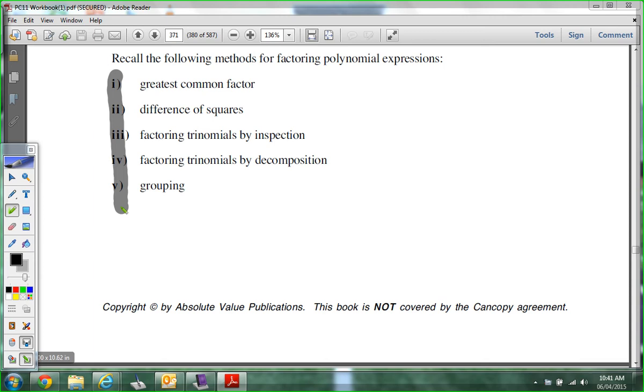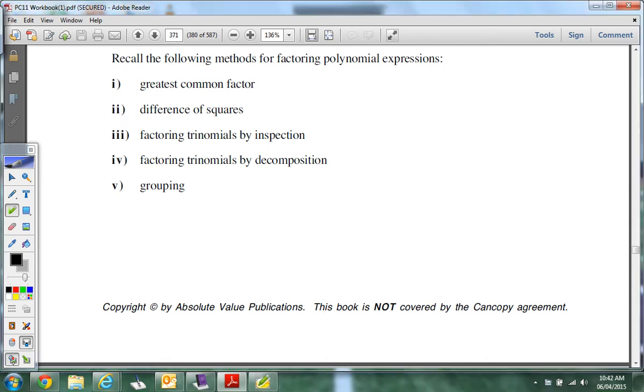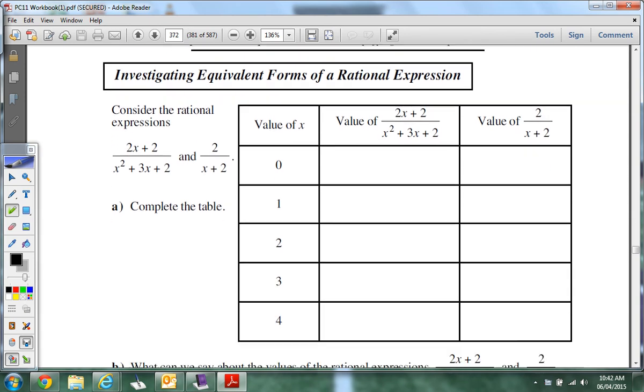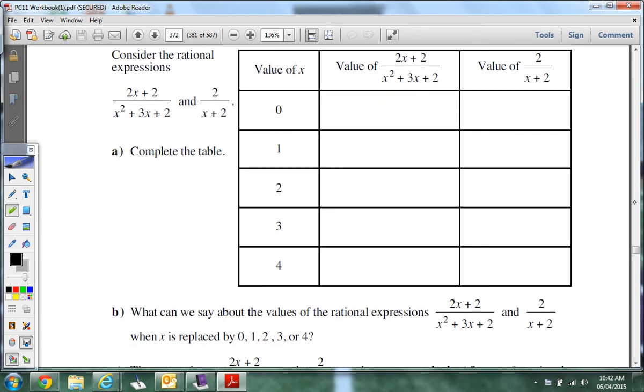Inspection, which is the easier factoring of trinomials, decomp takes a little bit longer, and then grouping if you have maybe a set of 4. Any questions on the review of that? I guess probably pretty good. You had a good factoring test. All right, let's get to our first investigation here.